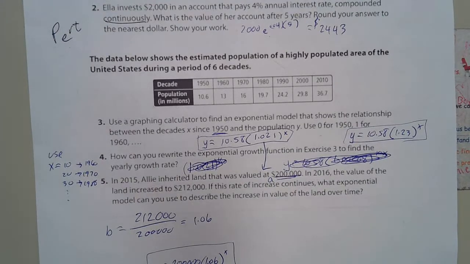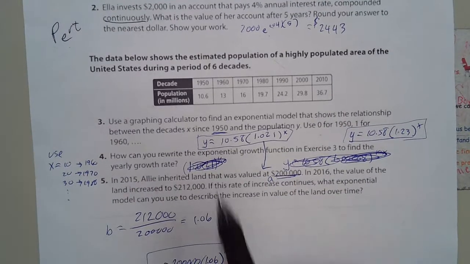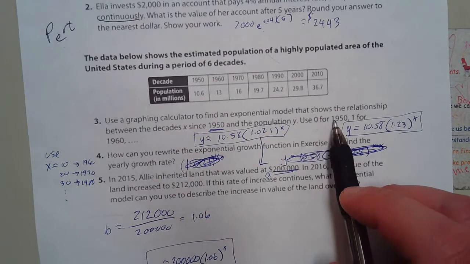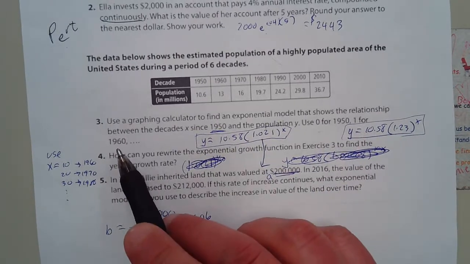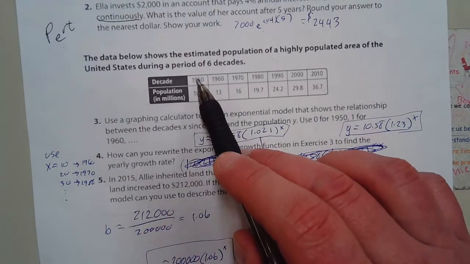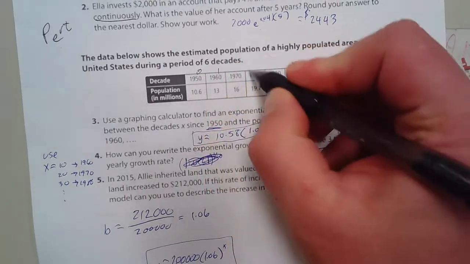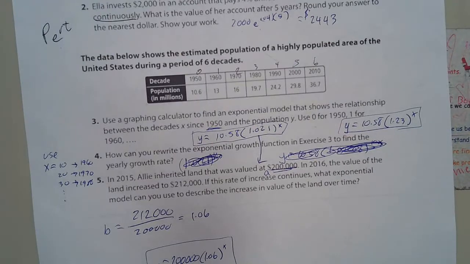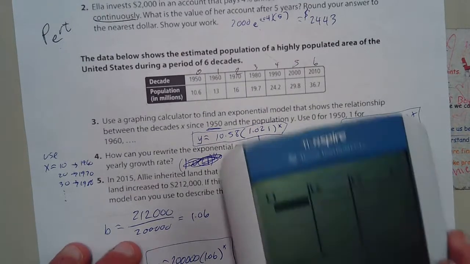Next one here is really just a regression problem, which is the very last thing we learned. And I went ahead and just put this data in my calculator. Now, actually, I did it wrong the first time because I didn't read it correctly. But it says use 0 for 1950, use 1 for 1960. So they're saying you're doing it by decades. So basically, this is 0, 1, 2, 3, 4, 5, 6. And we put those in our calc, and we enter those in.